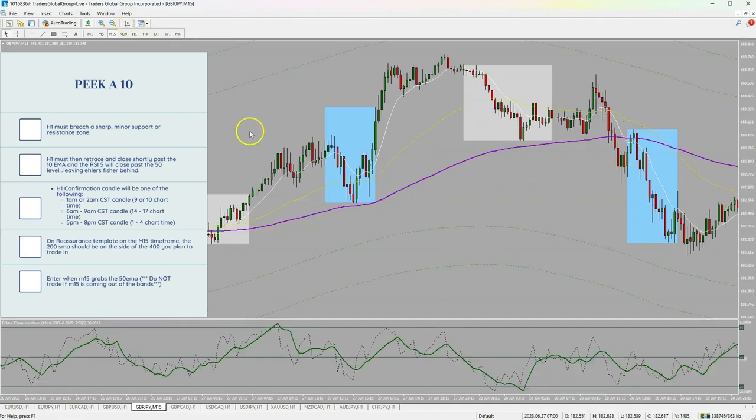Just double check that. And then the last rule, now that everything is met, is we look to enter the trade. We enter the trade when M15 grabs the 50 EMA.